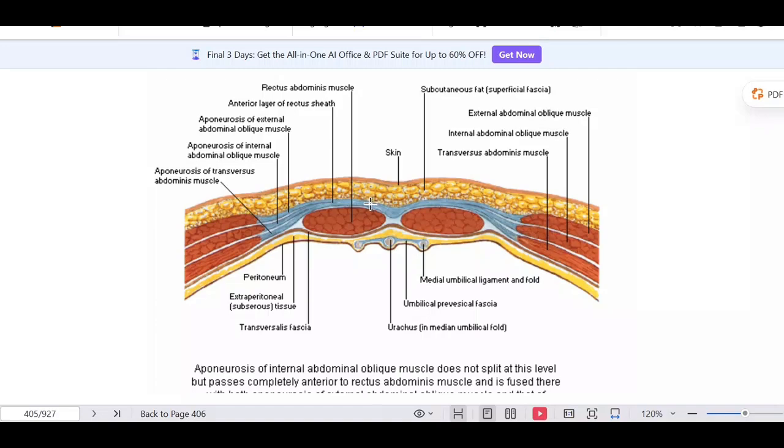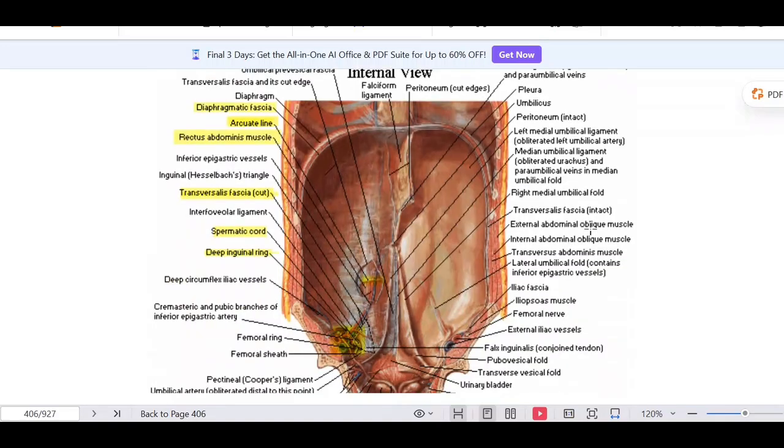Now behind the aponeurosis of the three muscles forming the anterior wall of the rectus sheath, we have the rectus abdominis muscle, but the posterior wall was absent below the level of the arcuate line. In that case the transversalis fascia forms the inner lining of the rectus abdominis, and behind the transversalis fascia we have the extraperitoneal fat layer, and behind that we have the parietal peritoneum.